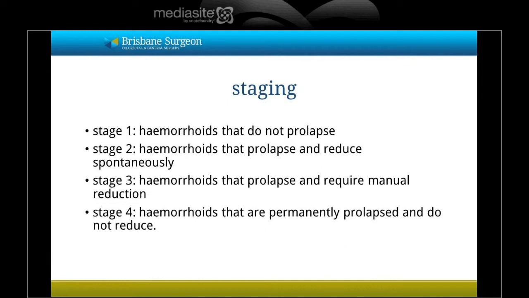Hemorrhoids are categorized or staged depending on the degree of prolapse, and this largely dictates the management. Prolapse is when the hemorrhoids become significant in size and they tend to lose their internal support and move downwards, and they therefore have an external component. Stage 1 hemorrhoids are ones that do not prolapse. Stage 2 hemorrhoids prolapse but then reduce spontaneously after defecation. Stage 3 hemorrhoids are ones that prolapse with defecation but then require manual reduction, that is, they need to be pushed back in. And stage 4 hemorrhoids are ones that are permanently prolapsed and will not reduce.